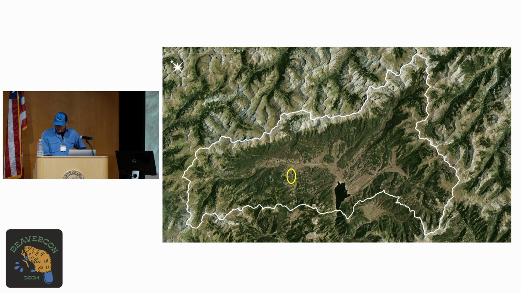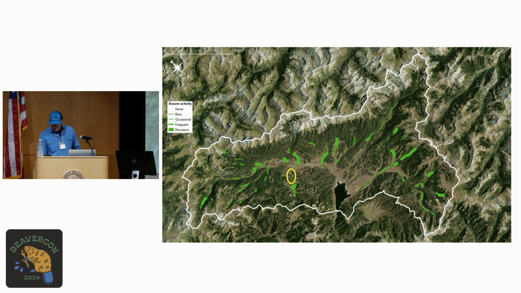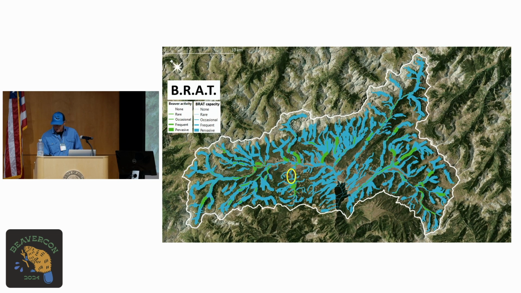Expanding the geographic scale puts our project in the broader context of a watershed. The thick green lines on this map show reaches with frequent or pervasive beaver activity, using mapping that's similar to what Sarah just showed us. Thin lines in this map show areas that have sparse activity. And we can overlay our map of where beavers are, the one I just showed you, to a map of where beavers could be using a capacity model, like the Beaver Restoration Assessment Tool. Places that show up as blue but not green on this map are historical beaver habitat that's currently unoccupied.